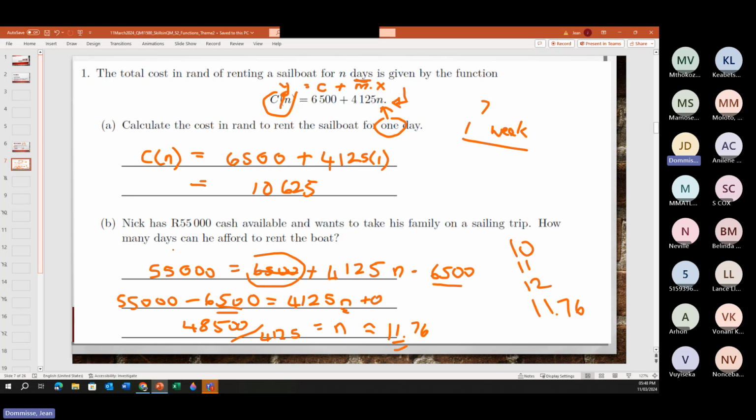They ask us how many days. So you can't have 11.76 days. He does not have the money to afford 12 days. So it will be 11 days. It's not like here where we can round up to the nearest number. It stays at the 11 days.